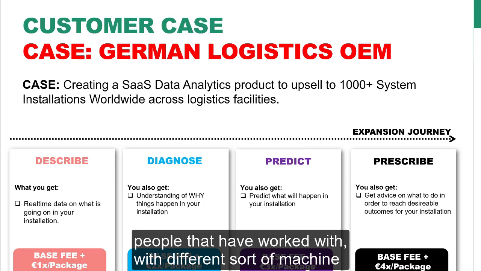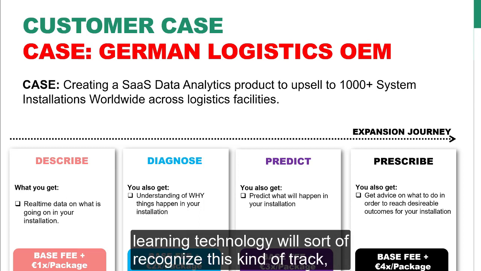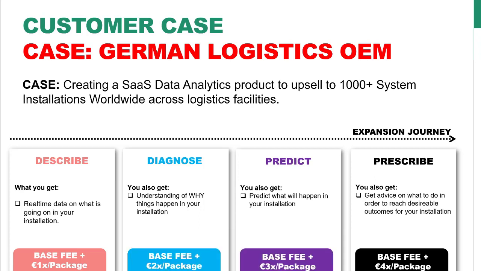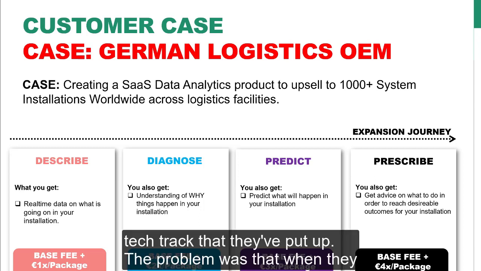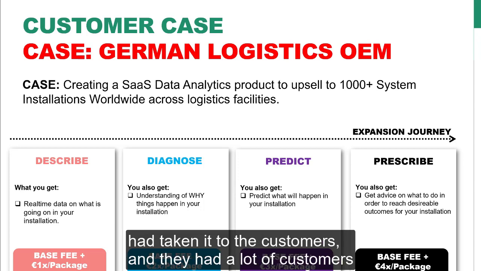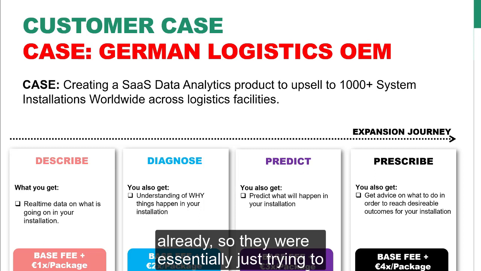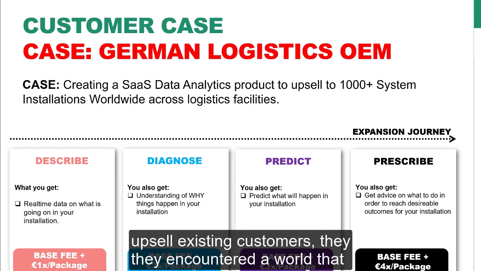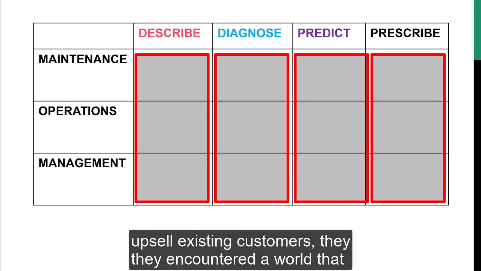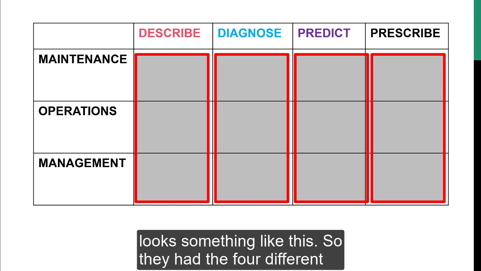And I think many people that have worked with different machine learning technology will recognize this kind of tech track that they put out. The problem was that when they had taken it to the customers, and they had a lot of customers already, so they were essentially just trying to upsell existing customers, they encountered a world that looked something like this.